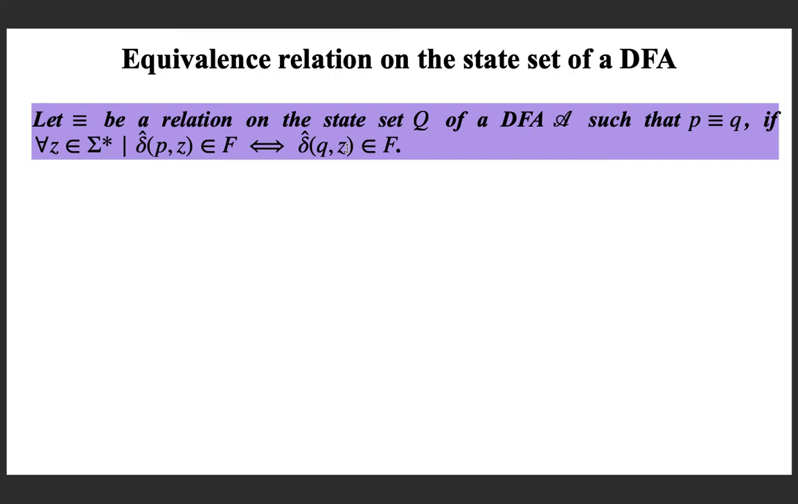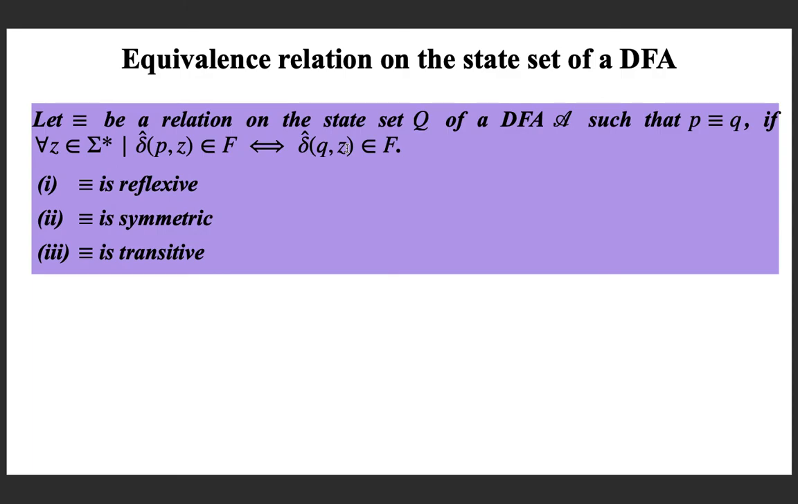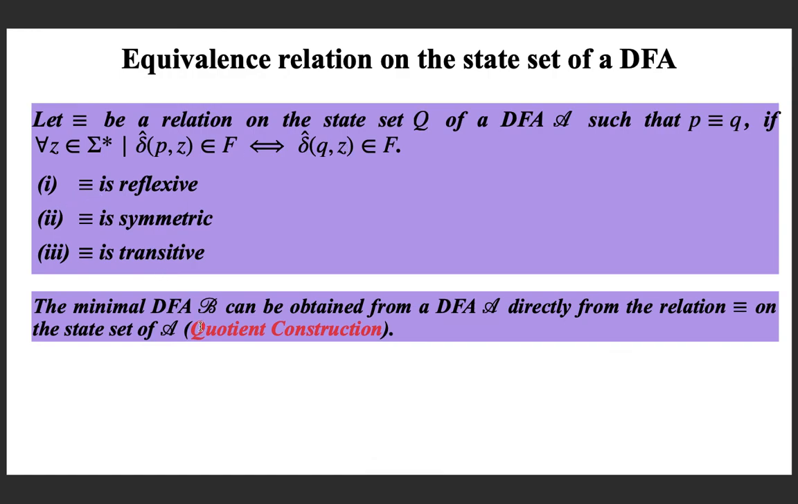For all strings Z, if the path of Z from Q goes to a final state, then from P also it must go to a final state and vice versa. And you can verify that this relation is reflexive, symmetric, and transitive, and hence an equivalence relation. And the nice thing about this relation is that the minimal state automaton B can be obtained from an arbitrary automaton A directly from this equivalence relation, and that construction is what is called quotient construction.